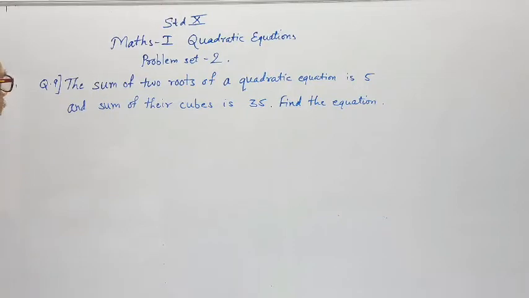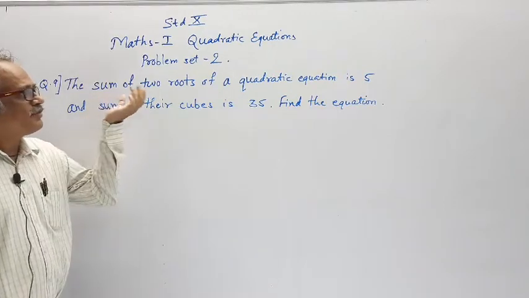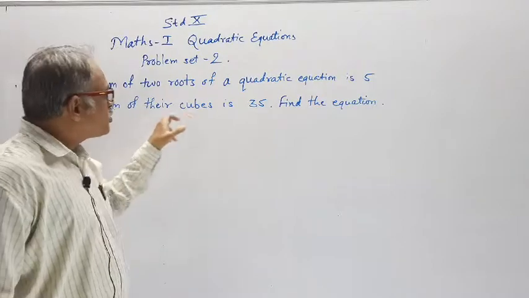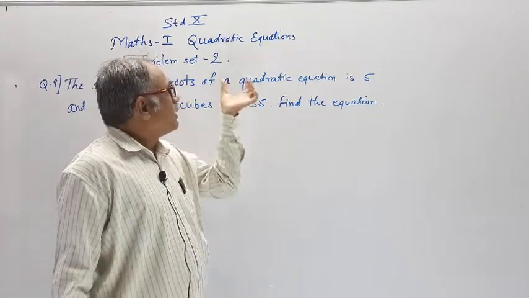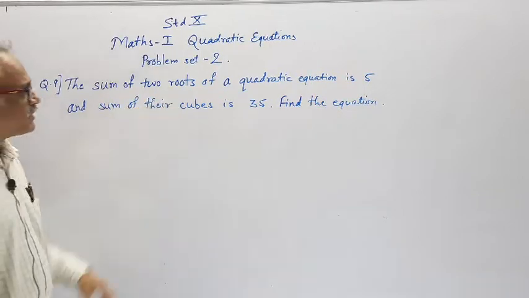Standard 10 students, check it. Problem set 2, question number 9. It is given that the sum of the roots of a quadratic equation is 5 and the sum of their cubes is 35. Roots means alpha and beta. Sum of the roots means alpha plus beta.